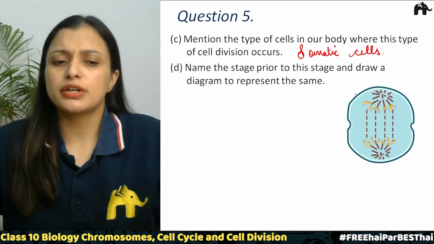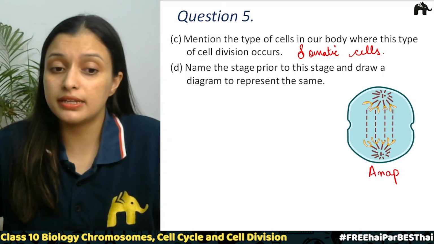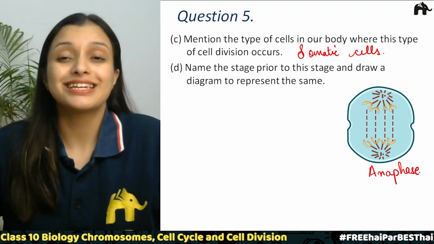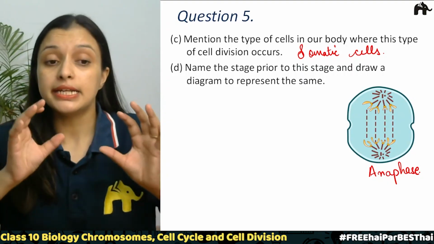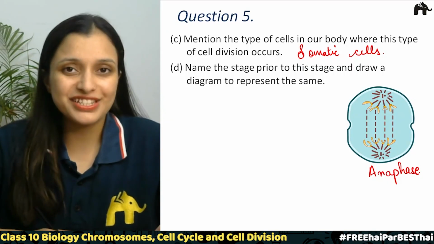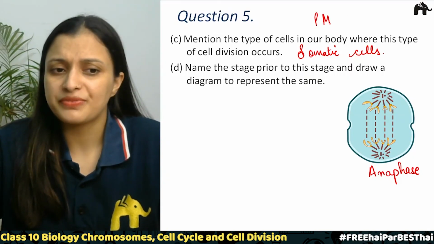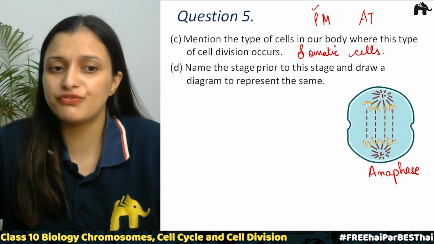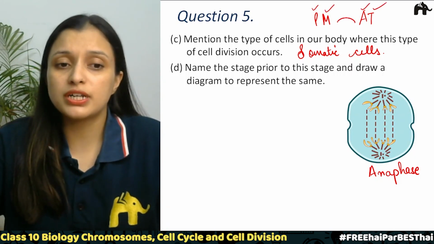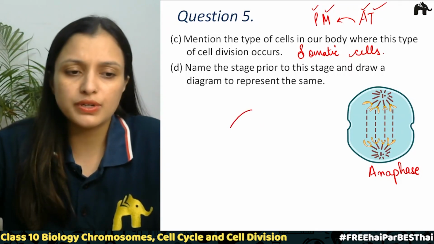Okay, D part, name the stage prior to this stage and draw a diagram to represent the same. So we were talking about which phase. So this cell is right now in anaphase stage. Correct? Now, which stage comes prior to this anaphase stage? So do you remember what was it? PMAT, right? Prophase, metaphase, anaphase and telophase, right? So what comes prior to anaphase? So that is metaphase, correct? So what are we going to do?